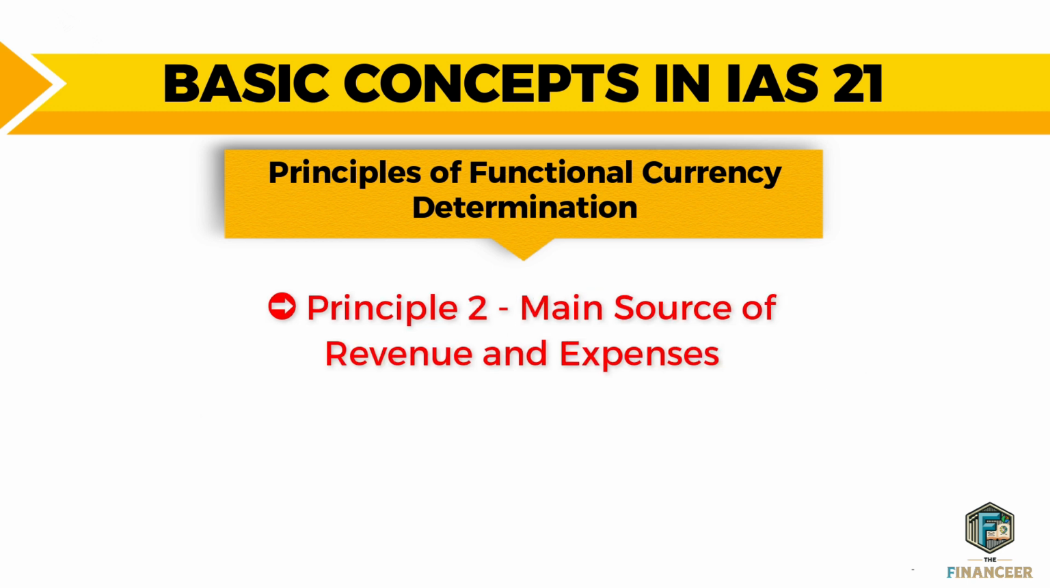A key factor in the functional currency determination is to identify the main sources of revenue and the currency in which the significant operating expenses are incurred. So this is how to determine the primary economic environment. Just look at the main sources of revenue and the significant operating expenses that you incur in your company.